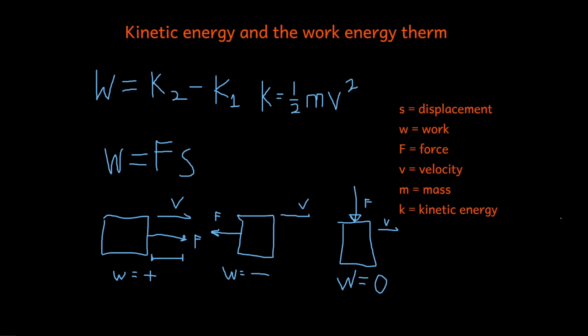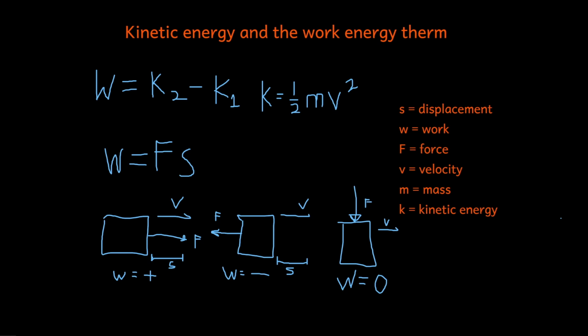Conversely, when the force is applied opposite in direction to the direction of motion, the object slows down. We know this because if it's accelerating in a different way than its velocity is, it eventually slows down. And we know that this work is negative.